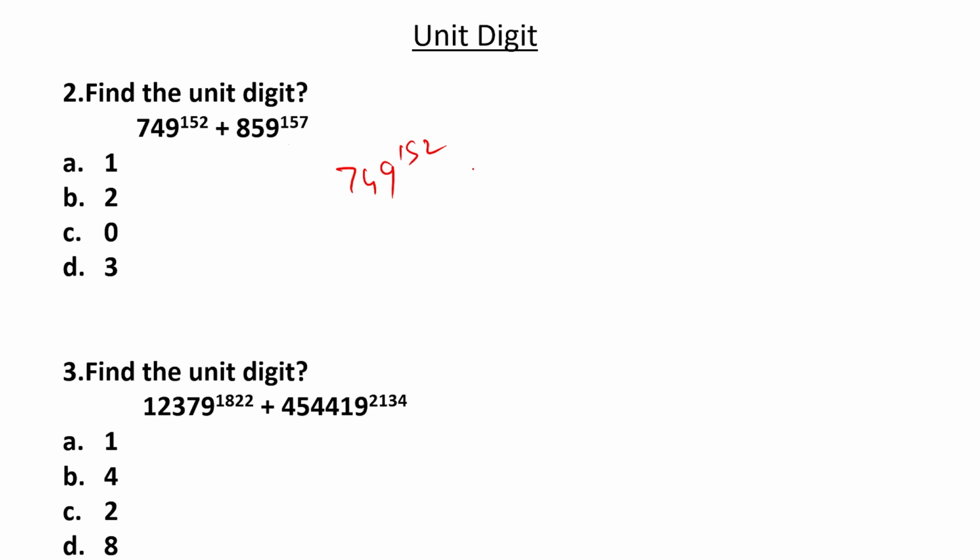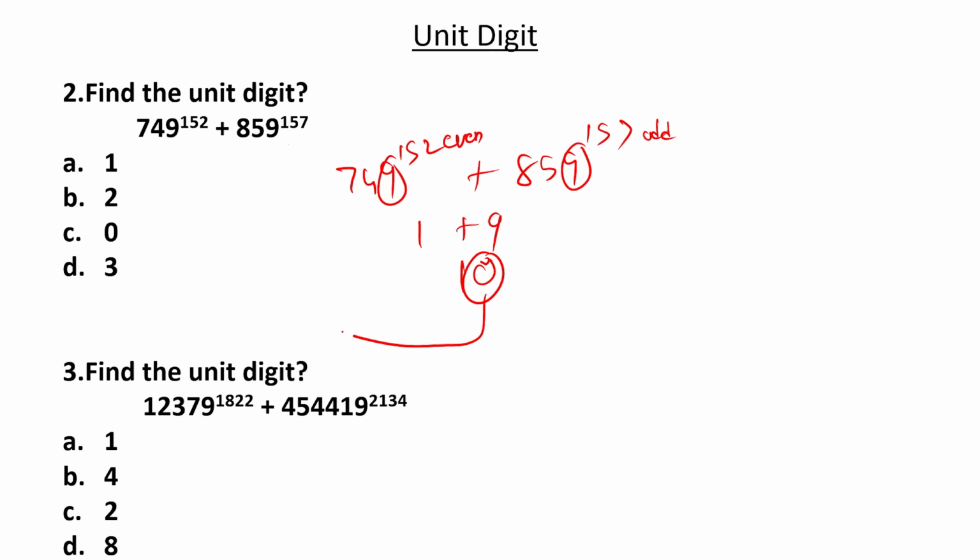749152. Okay, whatever, I am writing it in full. 9 power 157, so it is odd. 9 power 152, 2 is even. So 1 plus 9, same, 10. The value is still 0. That's how you do it. Let's move on to this sum.